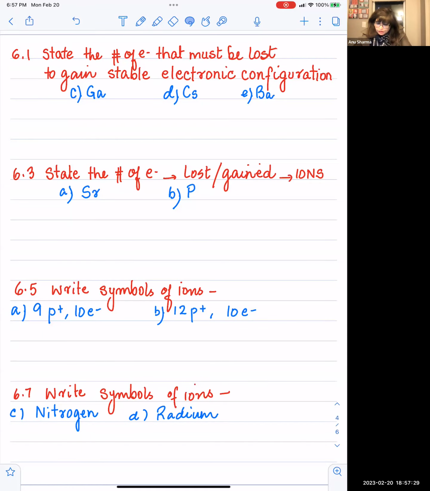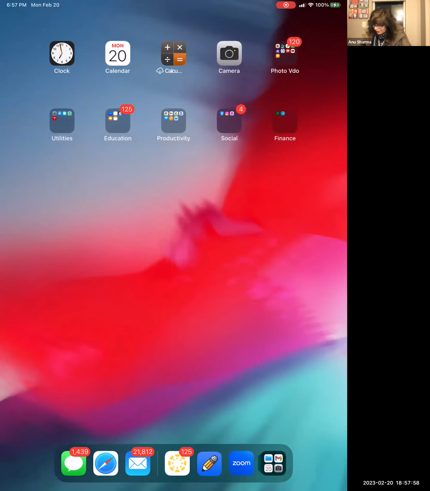Okay, so our first question here is: state the number of electrons that must be lost to gain stable electronic configuration. We are looking at gallium, cesium, and barium, and you should be doing other questions for more practice, but I will show you how to do these. Even though the question is not directly stating that you should be using a periodic table, you can, and you should. Ideally you memorize the entire periodic table, but for now, let's look at it.